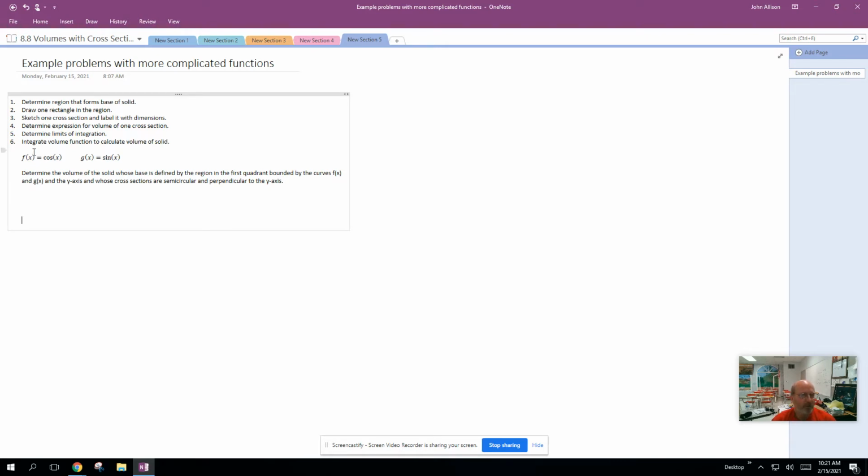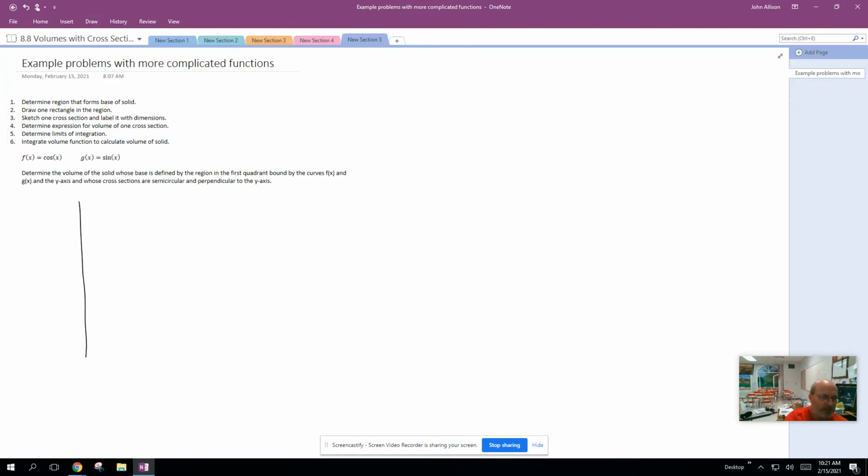This one's going to be a little more complicated because we're going to look at functions f of x equals cosine x and g of x equals sine x. Determine the volume of the solid whose base is defined by the region in the first quadrant, bounded by the curves f of x and g of x, and the y-axis, and the cross sections are semicircular and perpendicular to the y-axis this time. So we throw 2 curves in here and we make it perpendicular to the y-axis. Make it a little more complicated than what we've been working with.